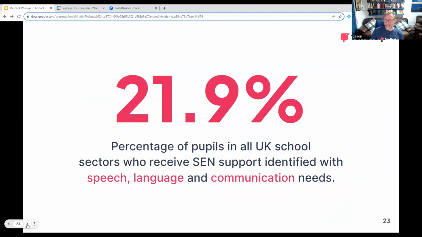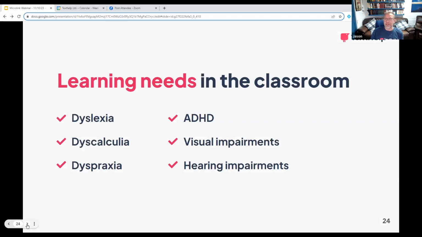21.9%, that's the percentage of pupils in all UK schools who receive SEND support, are identified with having speech, language and communication needs. So all our SEND students, 1 in 5 of those require some support when it comes to speech and language. You think of those needs in the classroom around the likes of dyslexia, ADHD, visual impairments. How do we support these learners? How do we support neurodiversity in the classroom?